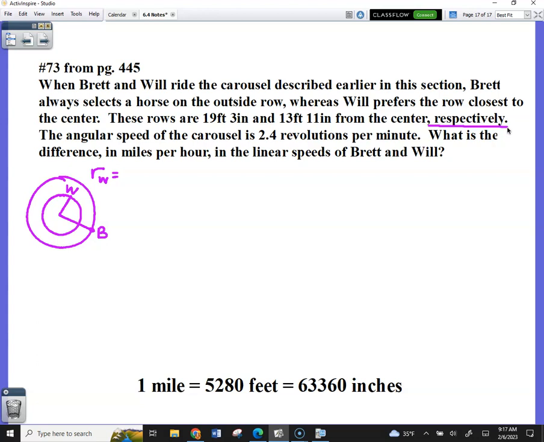Does that make sense? So if you look at it, it says Brett always selects a horse on the outside. Will prefers the closest. So Brett would be the first piece of information, and Will is the second piece of information. Another way to figure that out is knowing that Will should have the smaller radius. So this is 13 feet and 11 inches. The radius for Brett is 19 feet and 3 inches, right?